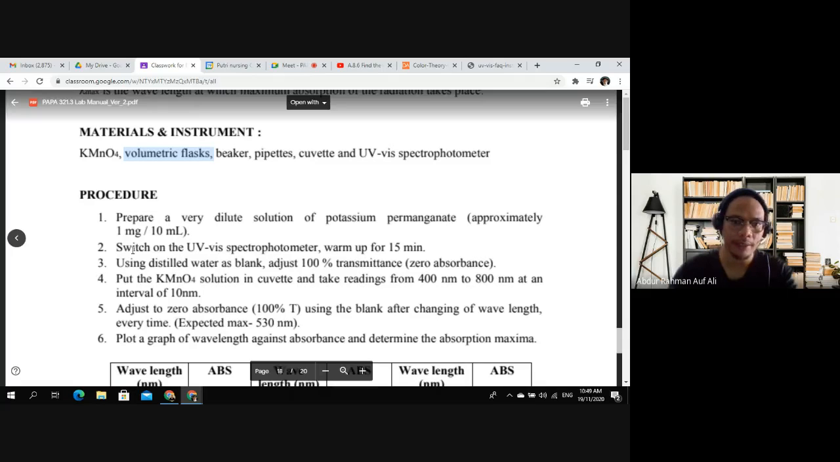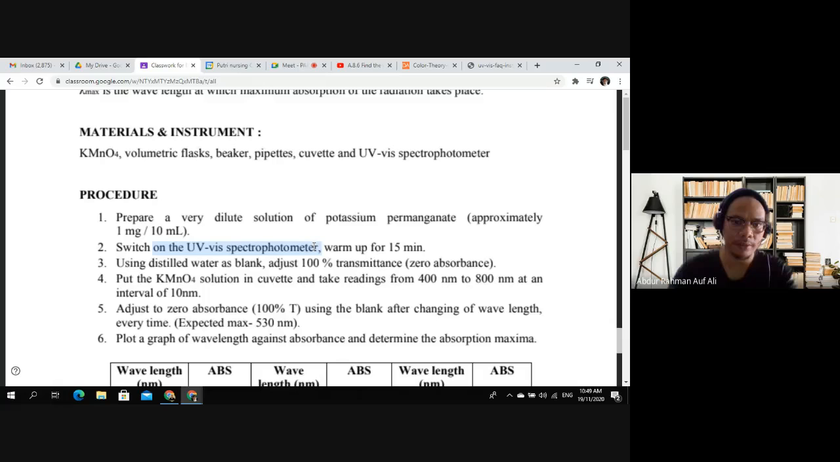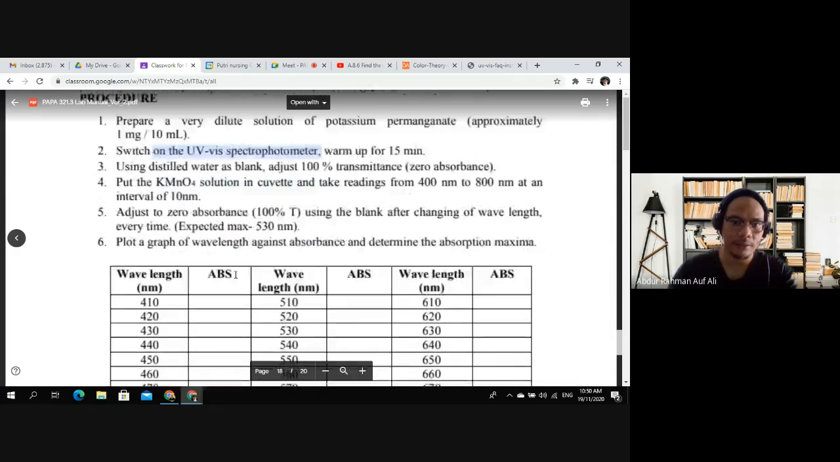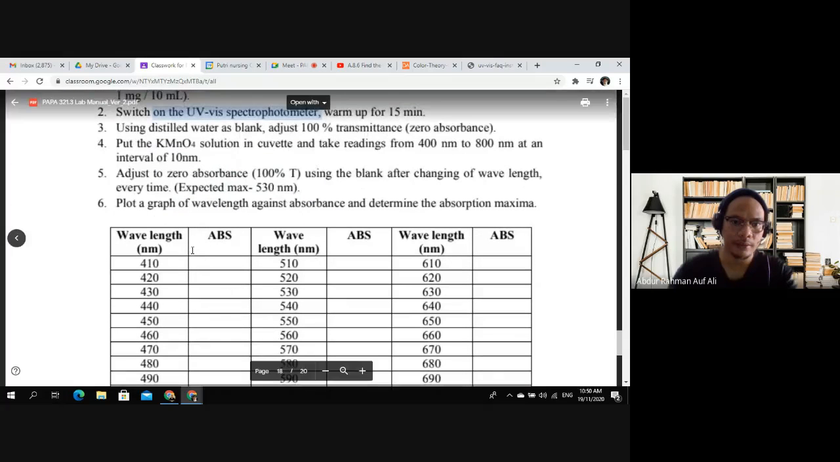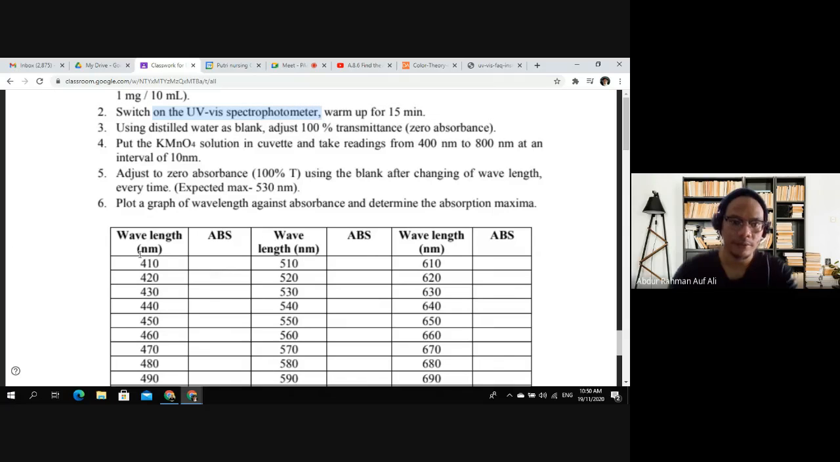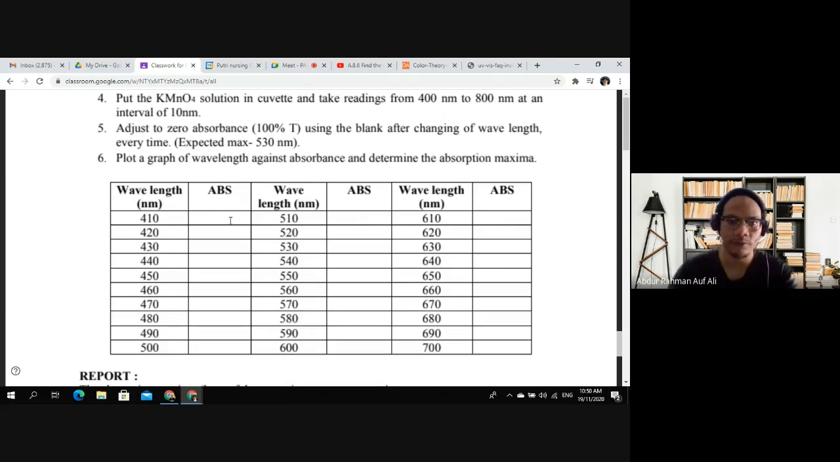Then put it in the UV-Vis spectrophotometer, measure the absorbance. Repeat and record. This is a table. You should fill in the absorbance. Set the wavelength on the spectrophotometer to 410. See what the absorbance is. And then check 420, what its absorbance is. 430 absorbance. So you have to do all of this one by one if you do it in the lab.